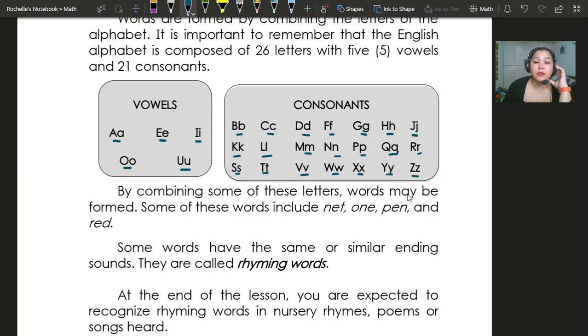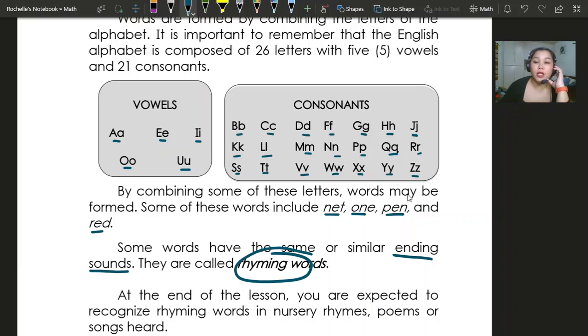Some of these words include net, so it has consonants N and T, and we have E at the middle. One, pen, and red. If you can remember in our topic in mother tongue and in Filipino, so we have here mga tataramon, or in Filipino we have salita, so which are formed from letters, and now we call that in English as words. So some words have the same or similar ending sounds, so take note, ending sounds. They are called rhyming words.